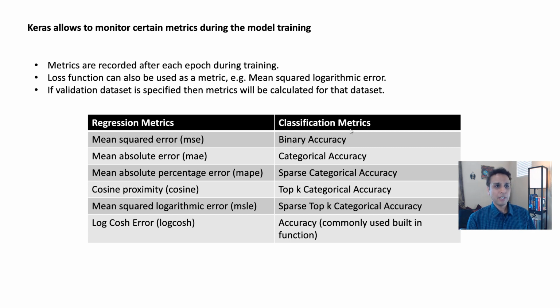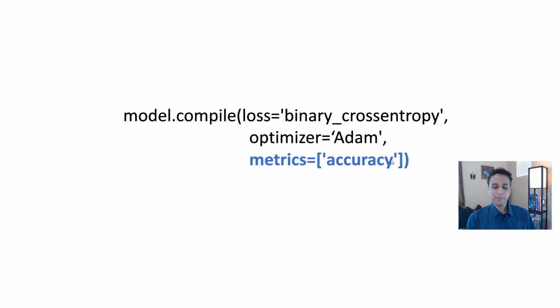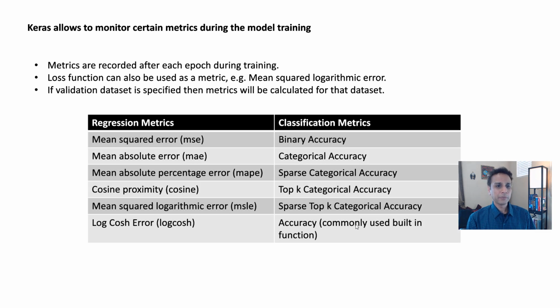Now, classification metrics, I didn't put anything in the parentheses because that would make the font very small, but think of binary accuracy. The way you define that in your model.compile is just binary underscore accuracy, all lowercase, okay? So binary accuracy, categorical accuracy, sparse categorical accuracy and so on. And to be frank with you, most of the time I have defined it just by typing accuracy, just like I did right here, okay? And this is a built-in function that's commonly used in Keras especially.